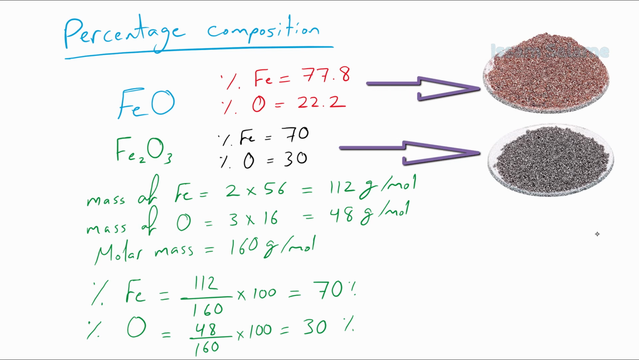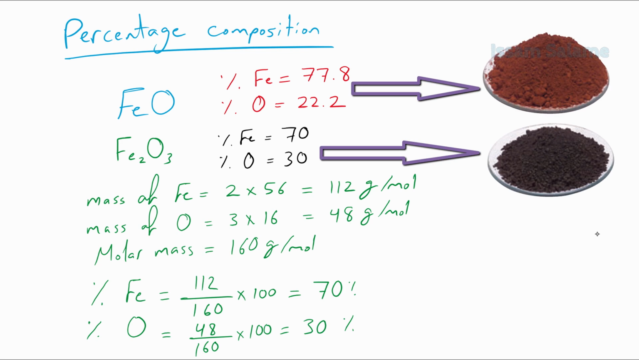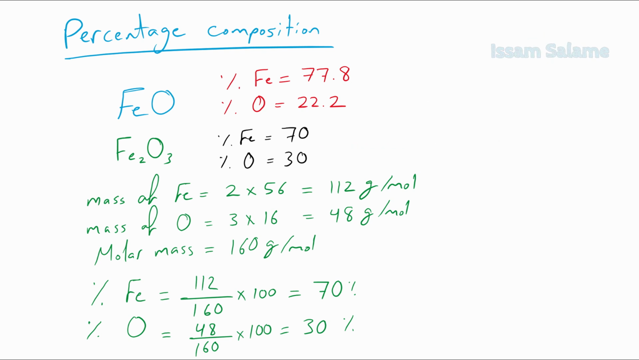As you notice, the percentage of oxygen in the second compound is more. That's why its color is darker. Usually the color of FeO is more reddish, while the color of Fe2O3 is darker.